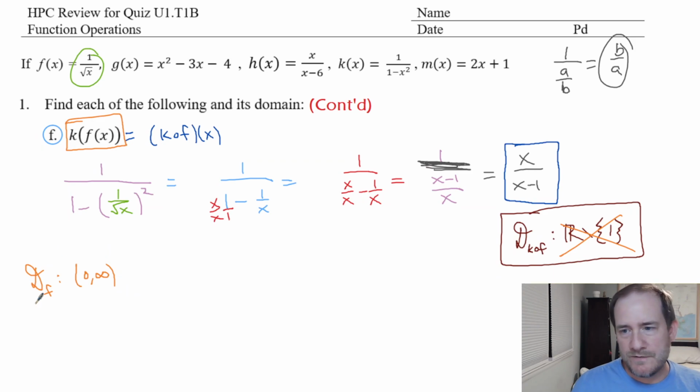Oh, by the way, are there any further restrictions? Geez, I don't know. Let's think about function K. K says we can't be 1 or negative 1. Remember that? Because in factored form, this is 1 minus x and 1 plus x.